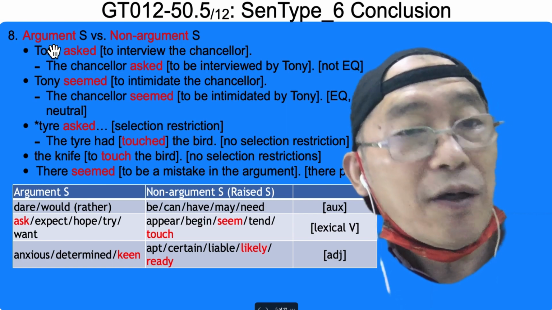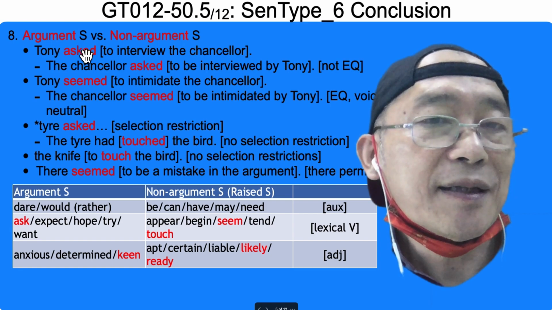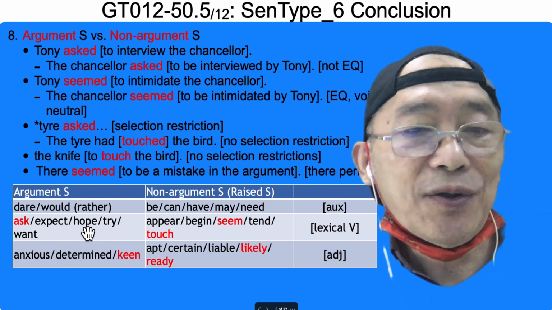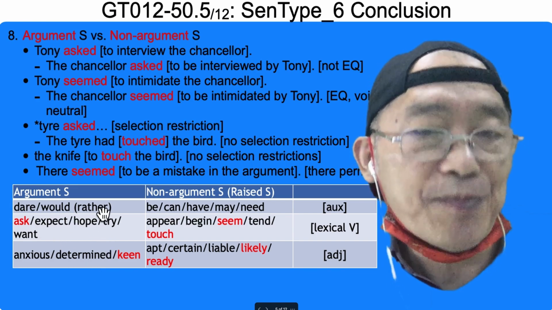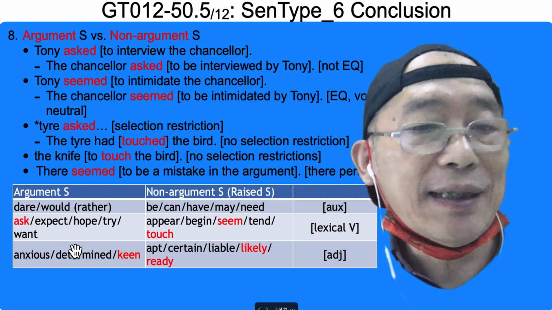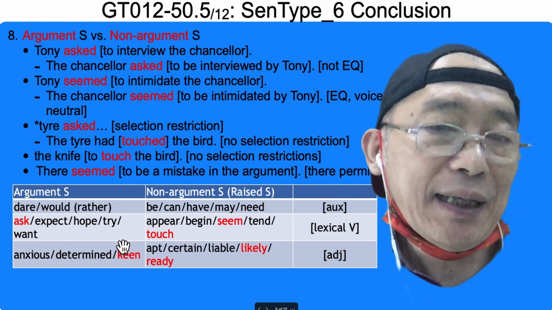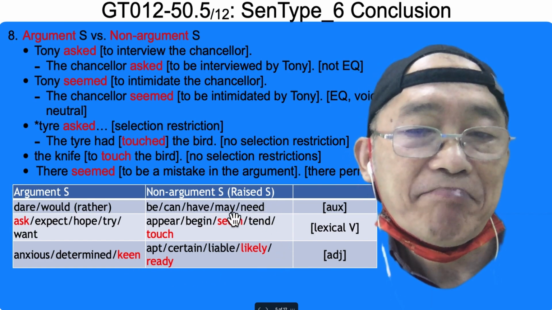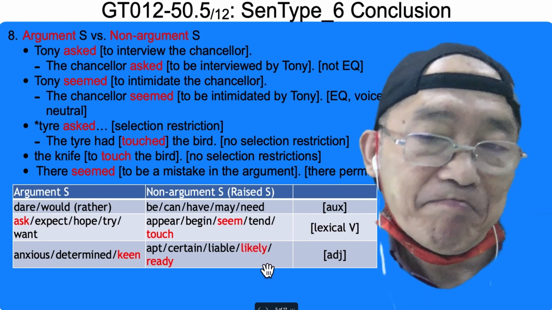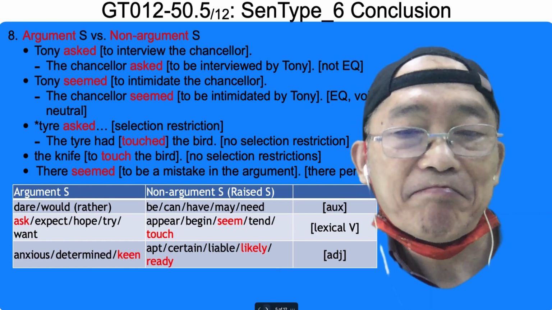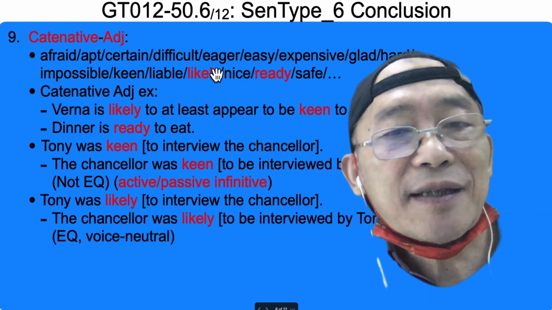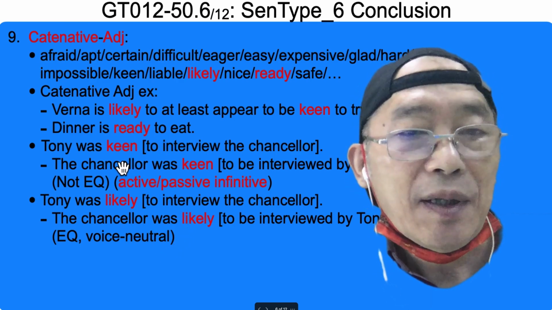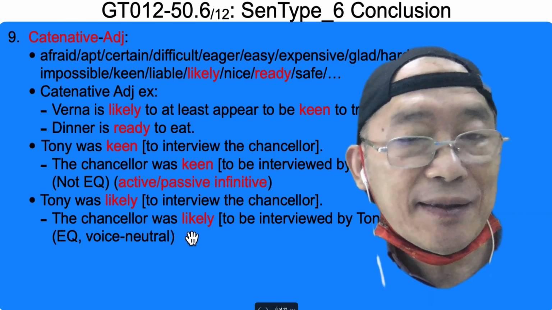So for ordinary subject, controlled subject, or argument subject. And this is for raised subject or non-argument subject. So two kinds. Out of the subject's own volition, the subject decides to do this. Catenative auxiliary, catenative verbs, catenative adjectives. Again, for raised subject, catenative auxiliaries, catenative verbs, catenative adjectives. So for catenative adjective, just some of the examples, some sentences. Raised subject and controlled subject, raised subject.